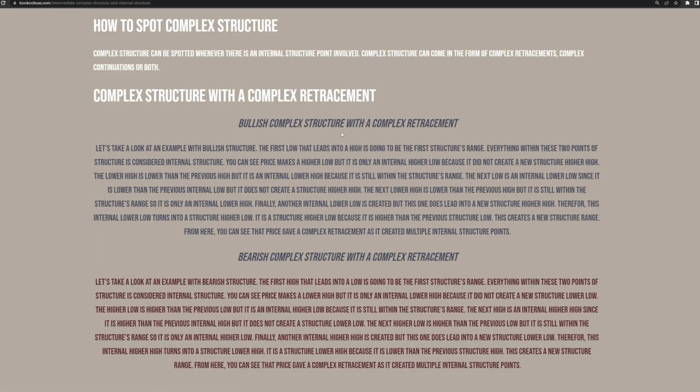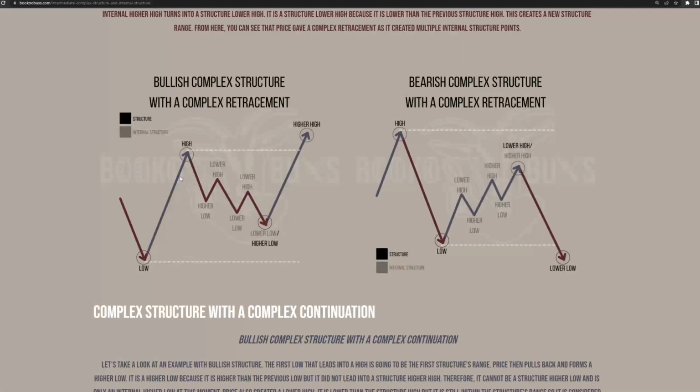So, bullish complex structure with the complex retracement. As I was showing you before, this left side, I know you guys can't see my cursor, so let me know if you can't follow along for some reason. That's perfectly fine, I'll fix it for you. On the left side, it says bullish complex structure with a complex retracement. So starting from left to right, you see that first low to high. Would you guys agree that that is the structure's range?